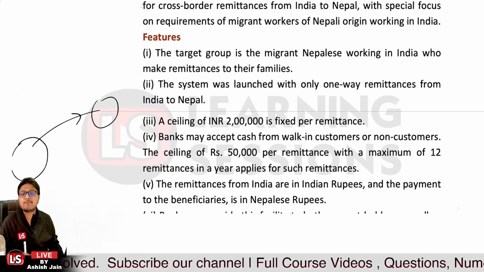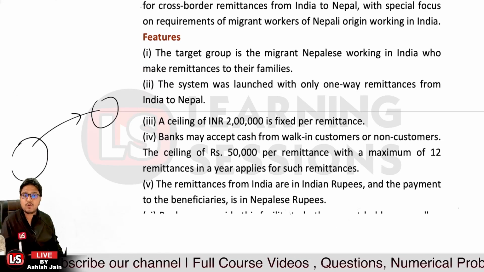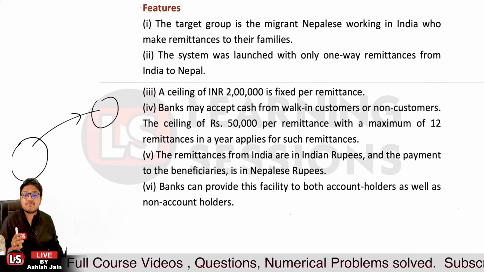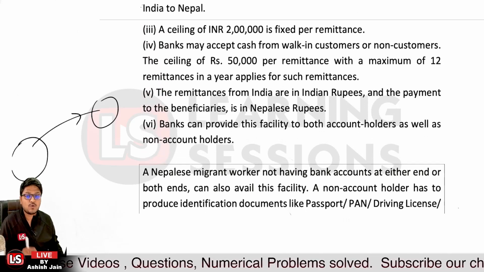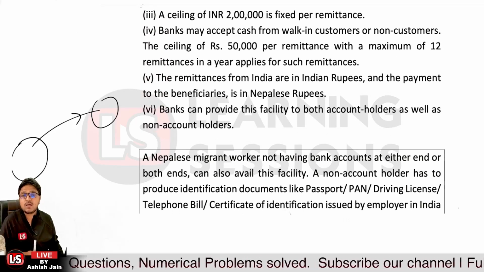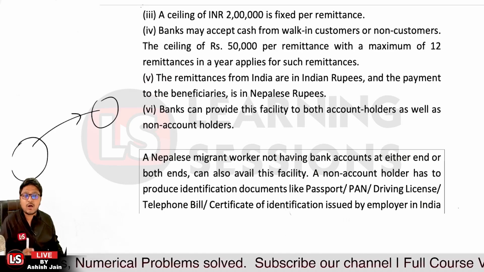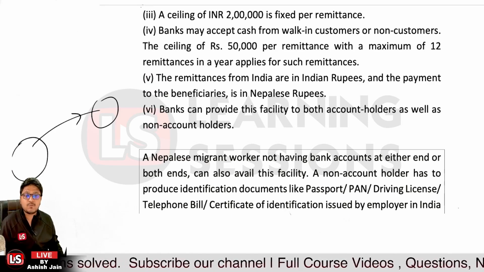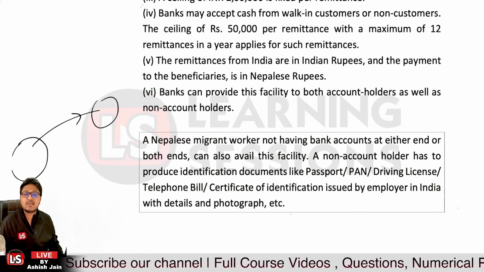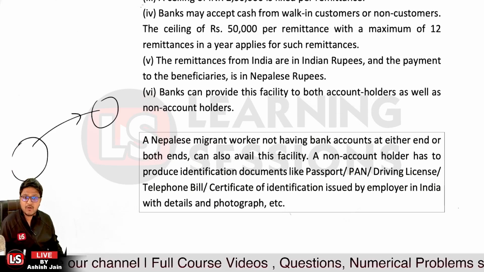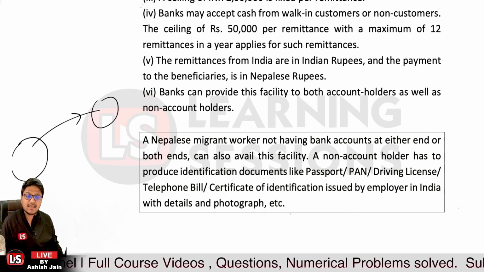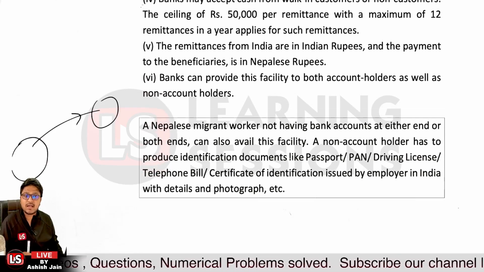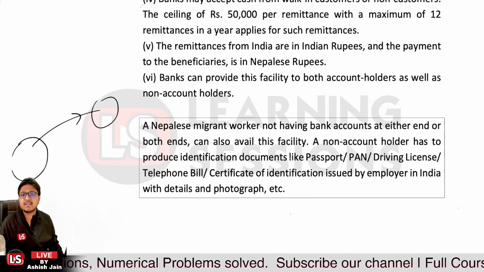The remittances from India are in Indian rupees and the payment to the beneficiaries is in Nepalese rupees. Banks can provide this facility to both account holders as well as non-account holders. Nepalese migrant workers who do not have bank accounts have to produce proof, like their passport, PAN card, driving license, telephone bill, or a certificate of identification issued by the employer in India with details such as photograph, and they can make the remittance in cash up to the ceiling amount of rupees 50,000 per transaction, with a maximum of 12 remittances in a year.